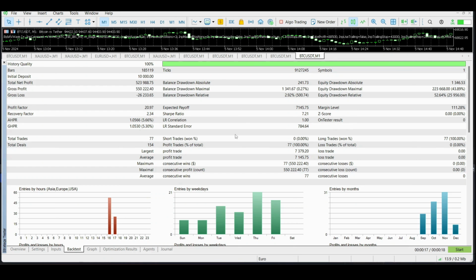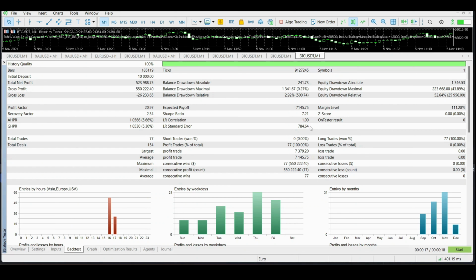So the first thing is unrealistic profits. This is a 6-month backtest, and according to this backtest, you have made 5,200% in 6 months. Now, according to any trading logic, these are extremely unrealistic returns. So that is the first issue.